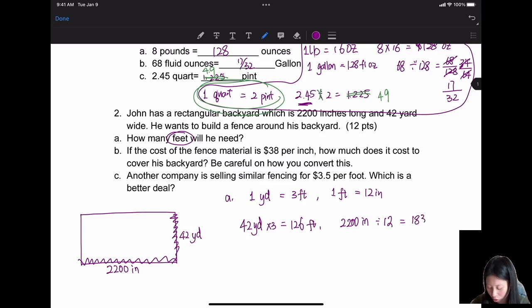So this is equal to 1.33333, 1.8333. And now you have the width and the length in feet. So now we just need to find the perimeter. So the perimeter should equal 126 times 2 plus 138.33 times 2.